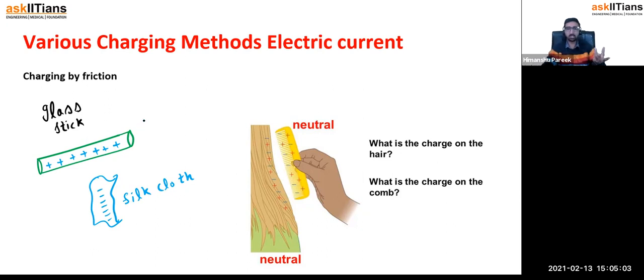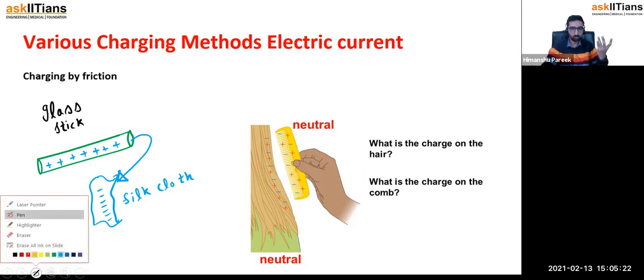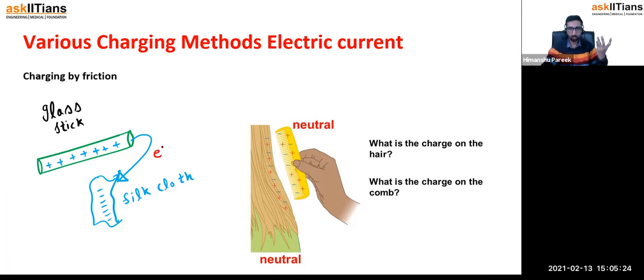So initially, the glass stick was neutral, the silk cloth was neutral. But what happened because of rubbing? By rubbing them together, this silk cloth has taken a few electrons from the glass rod or the glass stick. So this glass stick has become positively charged because it has given some electrons to the silk cloth. So now the silk cloth will become negatively charged, and the glass stick will become positively charged. And this is the basic process happening in all these situations.